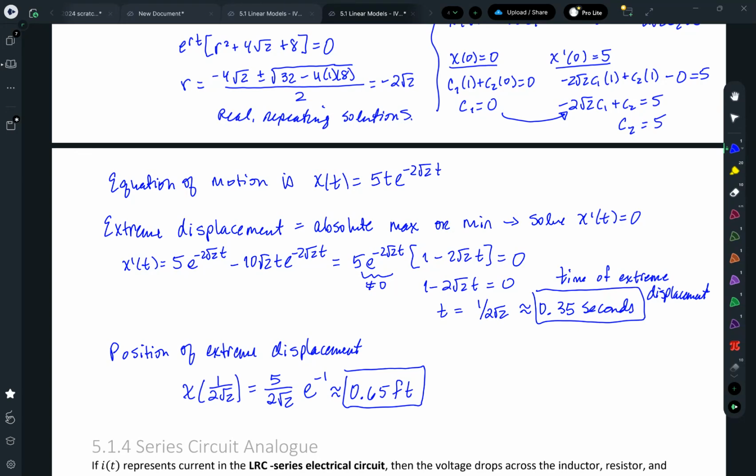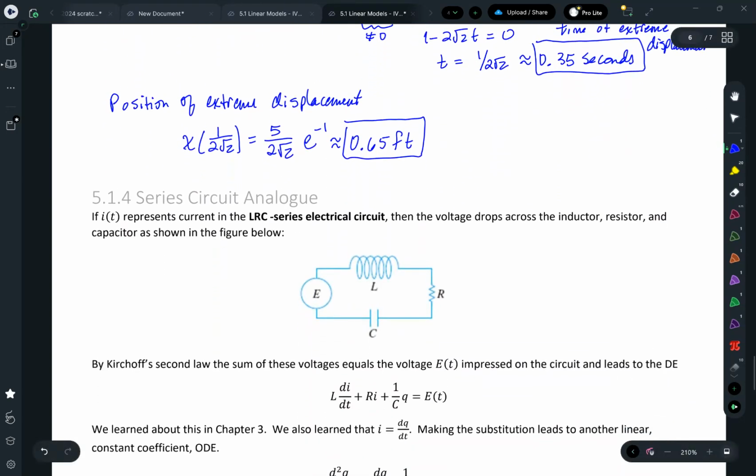Okay. One last topic here that I want to bring up. I'm not going to go into extreme detail on it. I bring it up because some people may see these in other classes. I only assign 1 or 2 homework problems, the easiest ones I can find. But series circuit analogs are important, and you're going to see them in E&M. And so it's nice if you actually see them in a differential equations class first.